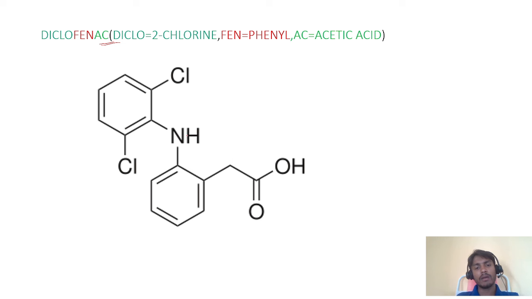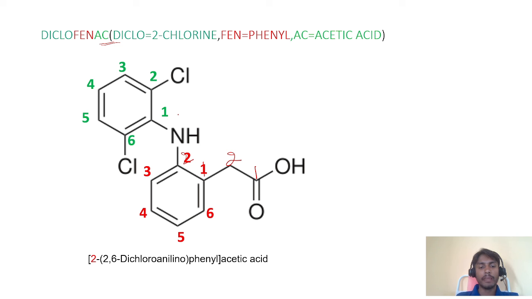When it comes to the numbering, first we need to identify the functional group. An amine group is there, a carboxylic acid group is there. So automatically we need to give the numbering to the carboxylic acid. So first we give numbering to the acetic acid, 1 and 2. Then we go for the phenyl group, 1, 2. A substituent is at the second position, hence we give 2. After that, the chlorine-containing phenyl ring. Like that it is. So the second position of acetic acid.